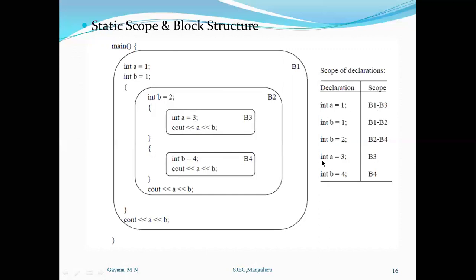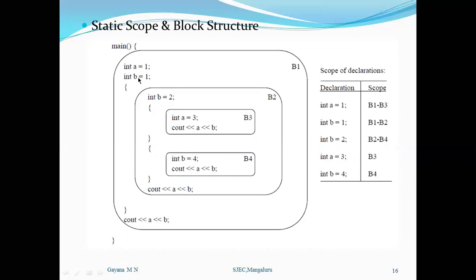Correct? So you can see the scope of variable int a equal to 3. What is the scope of variable int a equal to 3? It is only within block B3, correct? So what is the scope of the statement int b equal to 4? It is only within B4, correct? Next, if we see the scope of variable int b equal to 1, what is the scope?